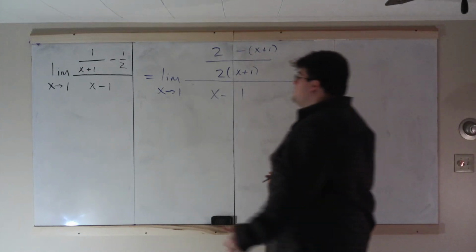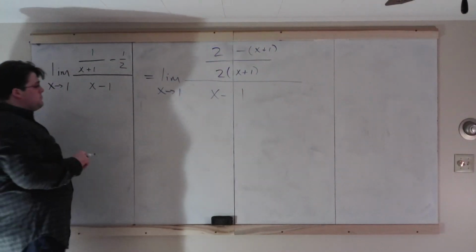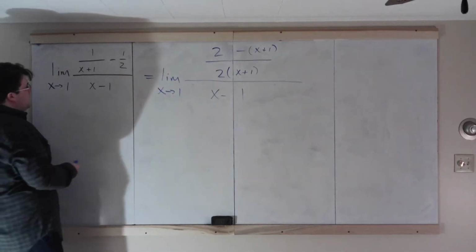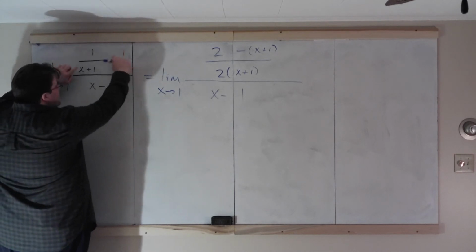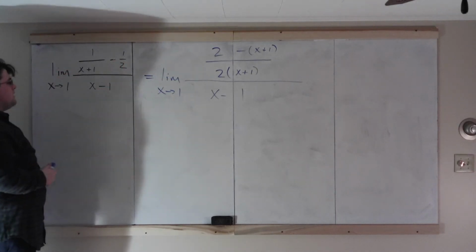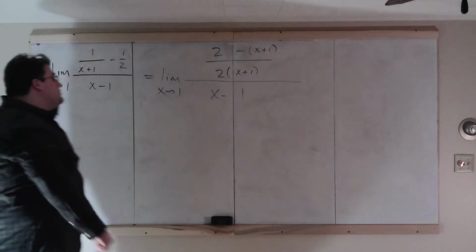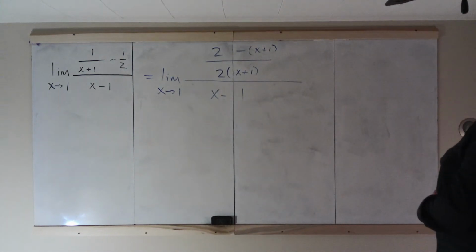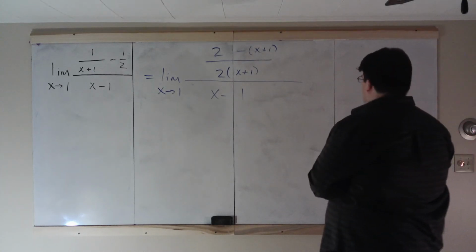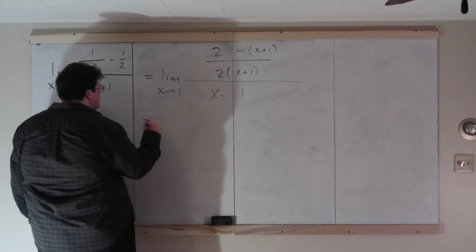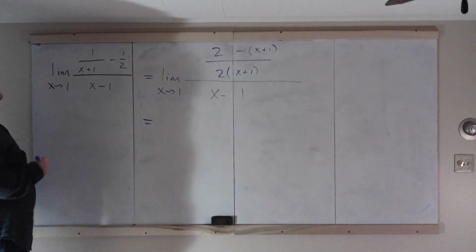You could have also done the cross-multiplying way of combining fractions, which I find much easier to think about. The cross-multiplying way would be 2 minus 1 times x plus 1, so x plus 1, all over 2 times x plus 1. Or you could do the common denominator. I don't like the common denominator that much. I think it's too much thinking. But what can we do with this now? This doesn't look all that much simpler. This still does not look simple. But what can we do with it?